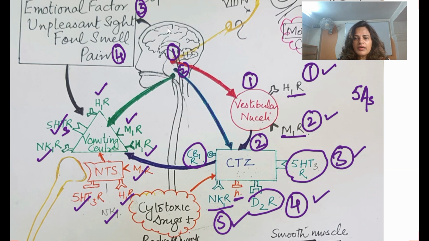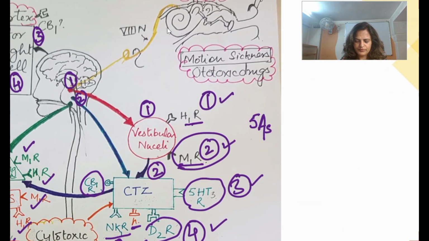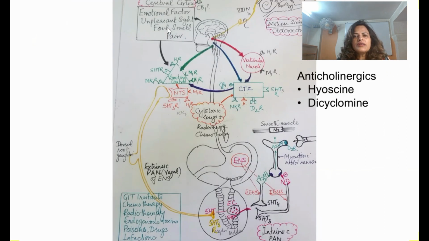Now let's start with each one of them, one by one. I will take first the M1 receptor antagonists, or the anticholinergic group of drugs. There is a long list of anticholinergic drugs, atropine and its analogs, which you must have read under the anticholinergic drugs. But out of that long list, there are two, hyoscine and dicyclomine. These are the two which we use as antiemetic drugs. Now they are M1 receptor antagonists.